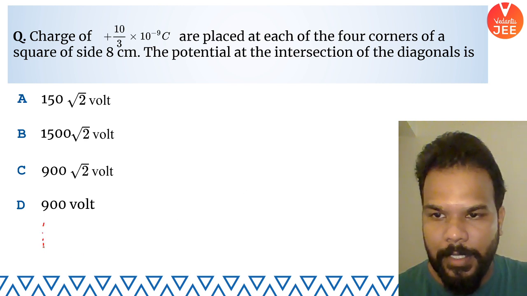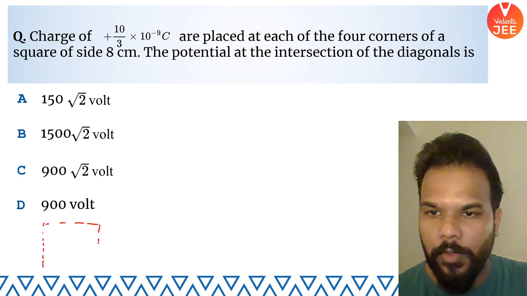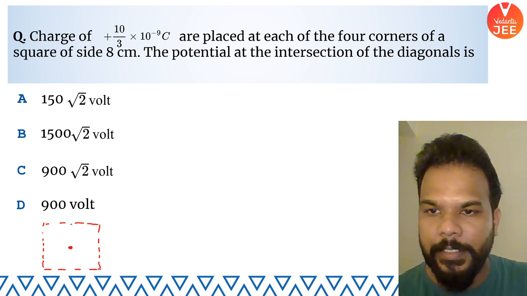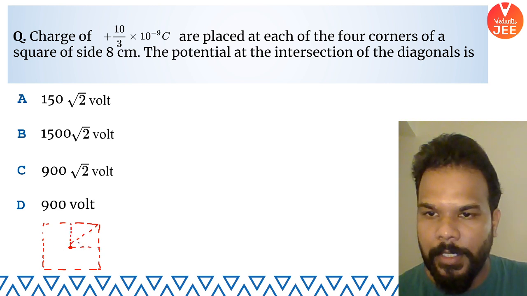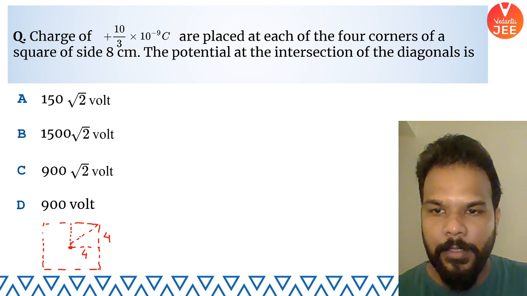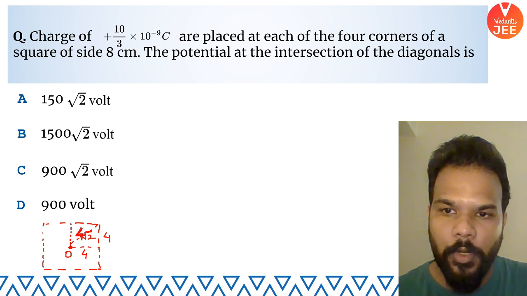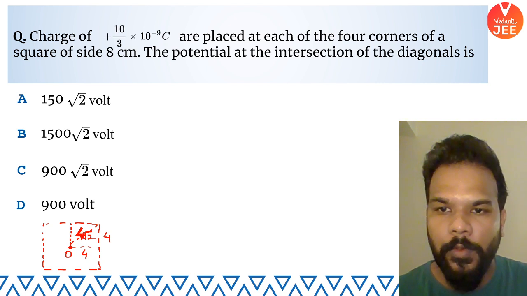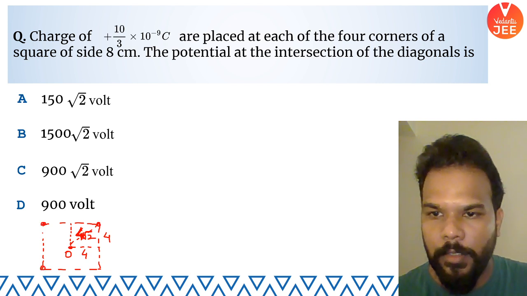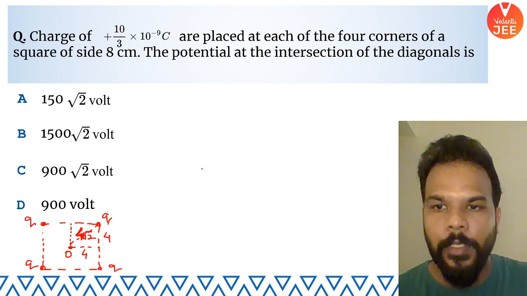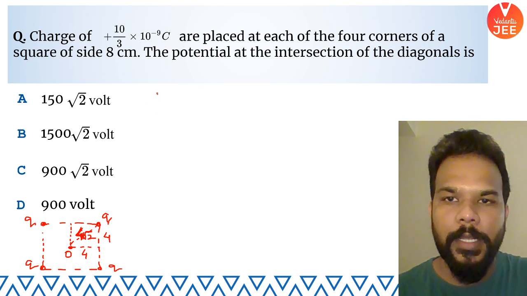So if I say that this is how the charges are being placed at the corners, and this is the point which is at the center, and 8 centimeter is the side length, so we can say that this is going to be half of that, and this gap is going to be 4 root 2 of the center with respect to all the corners. So all the corners are at a distance of 4 root 2 from the center, and all the corners have a charge, say q.